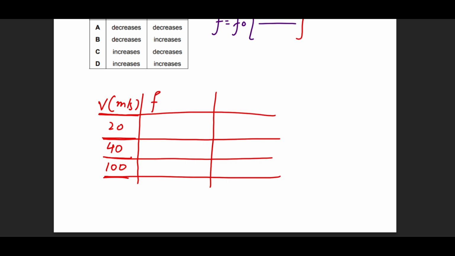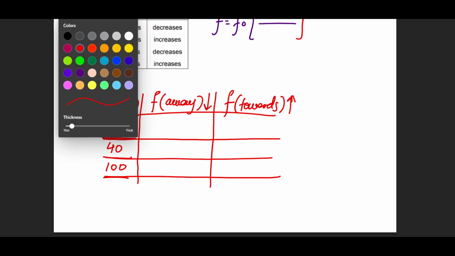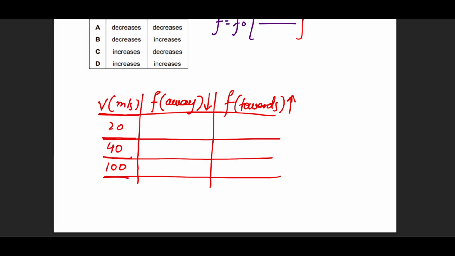So this is the frequency when it is moving away from us, and this is the frequency when it is moving towards us. I can expect that over here the frequency increases, and over here the frequency decreases. So I'm going to solve one example for you so you can put in the rest of the values. The standard frequency is 500.